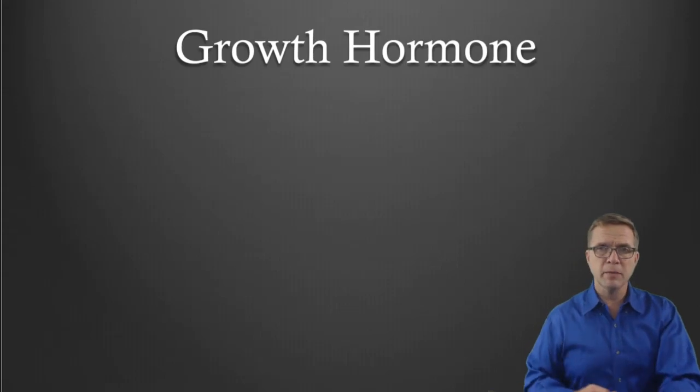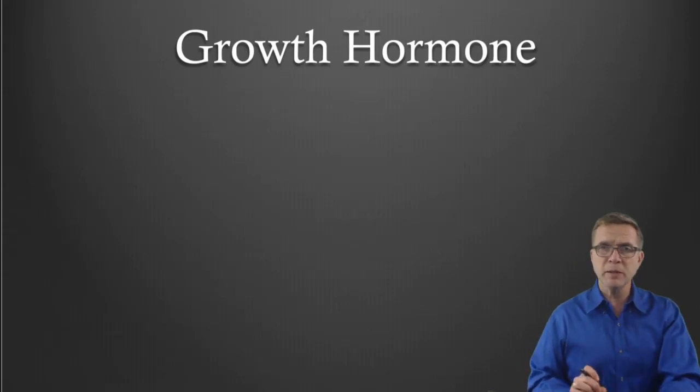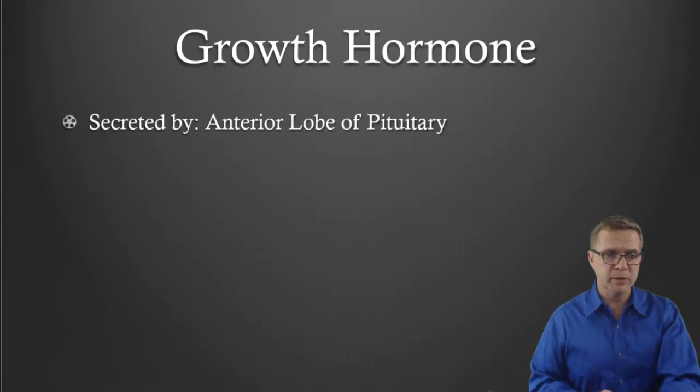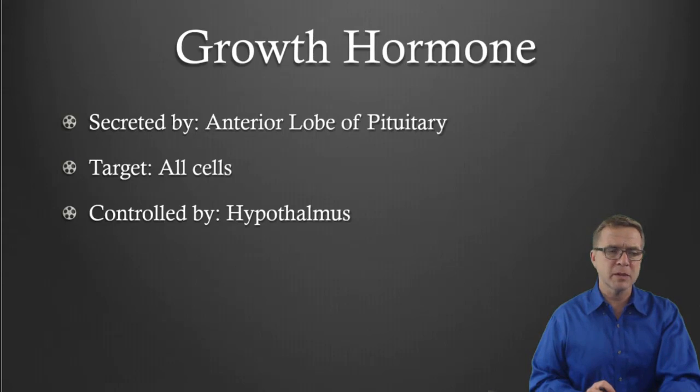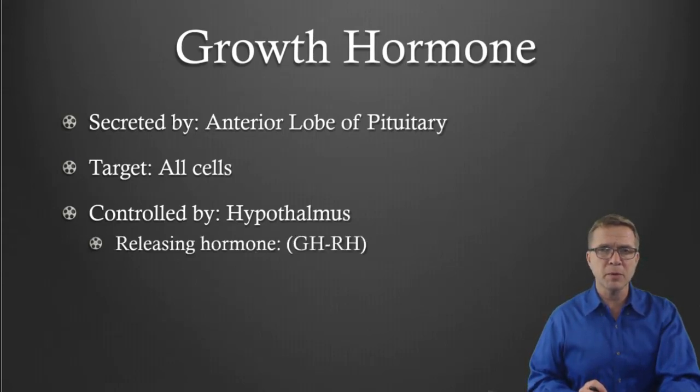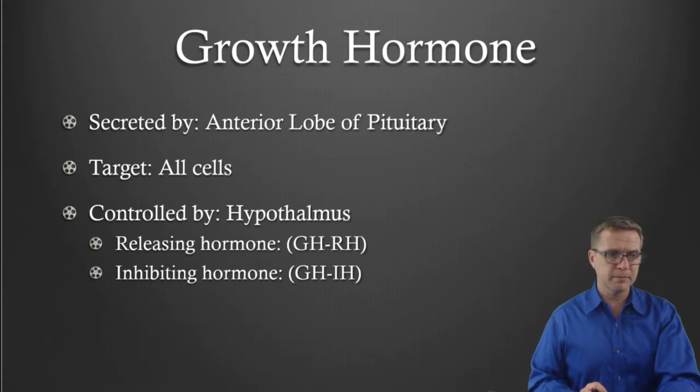So what do we know already about growth hormone? Well, we know it's a peptide hormone secreted from the anterior pituitary. We know it affects all the cells in the body, and we know that it's controlled by the hypothalamus, by both growth hormone releasing hormone and growth hormone inhibiting hormone.